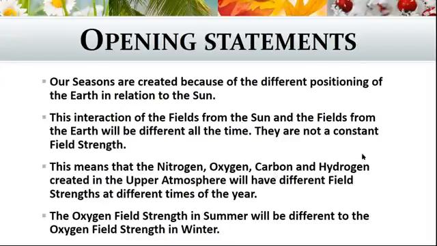Our seasons are created because of the different positioning of the earth in relation to the sun. This interaction of the fields from the sun and the fields from the earth will be different all the time. They are not a constant field strength. This means that the nitrogen, oxygen, carbon, and hydrogen created in the upper atmosphere will have different field strengths at different times of the year. And the oxygen field strength in summer will be different to the oxygen field strength in winter.